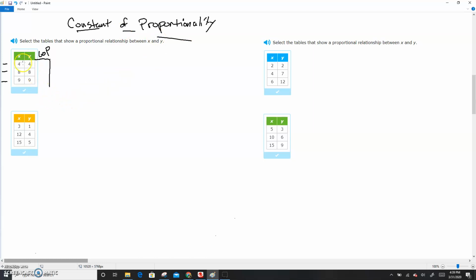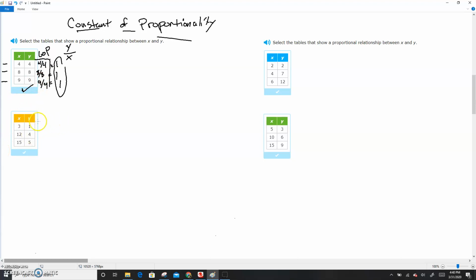So let's dig in. This first table, we have x and y. A way we can figure out our constant of proportionality is actually just divide y over x. So we have 4 over 4, which is just 1. 8 over 8, which is 1, and 9 over 9, which is 1. Each of these rows has the same COP of 1, so they represent a proportional relationship.